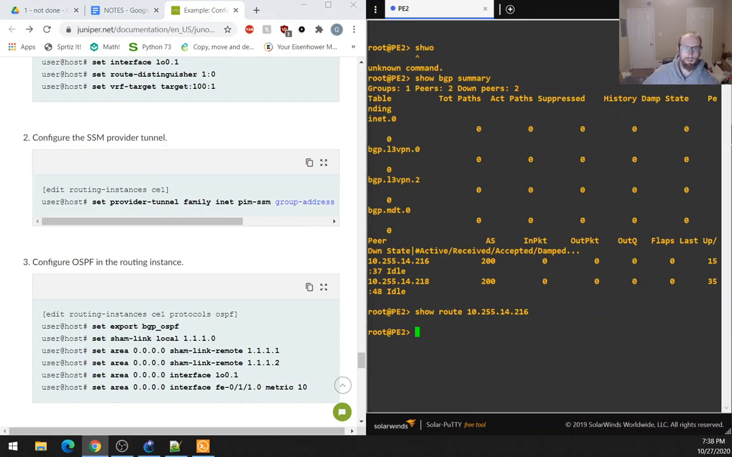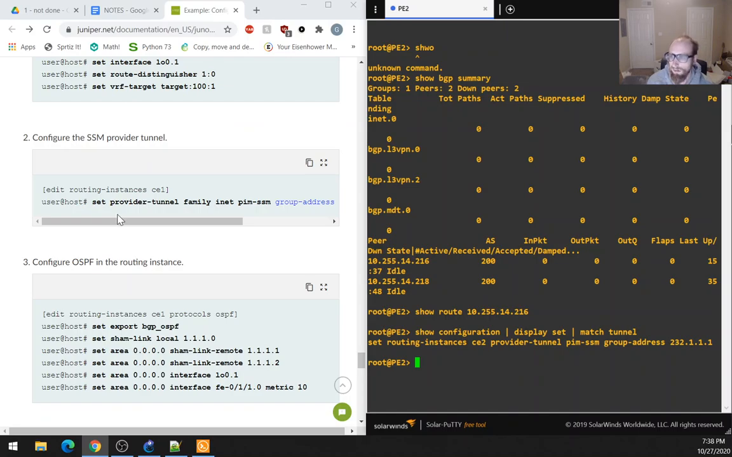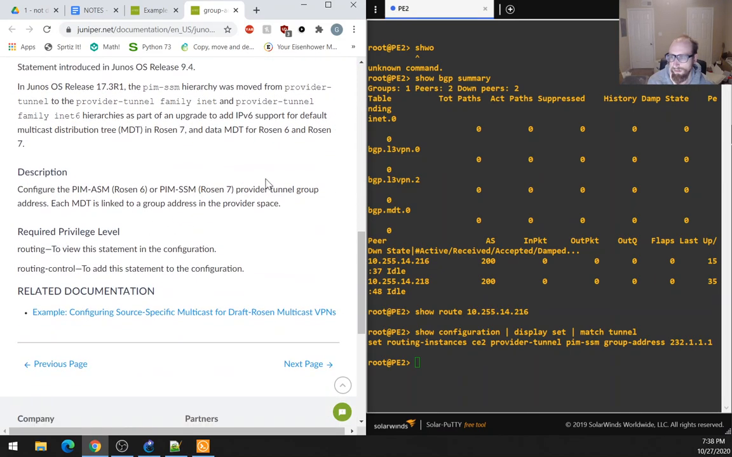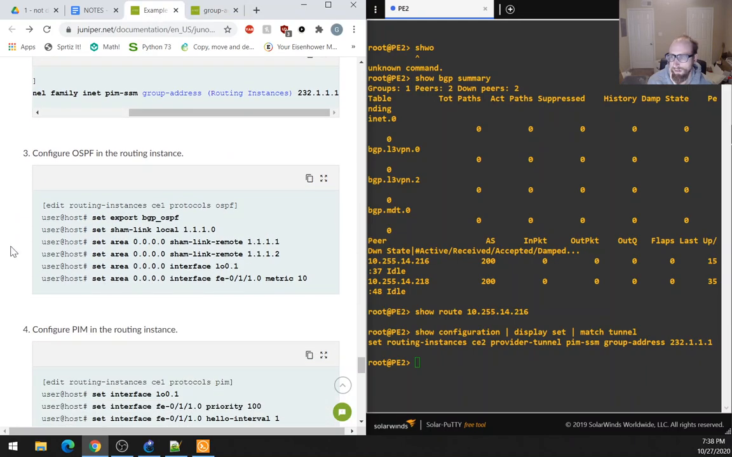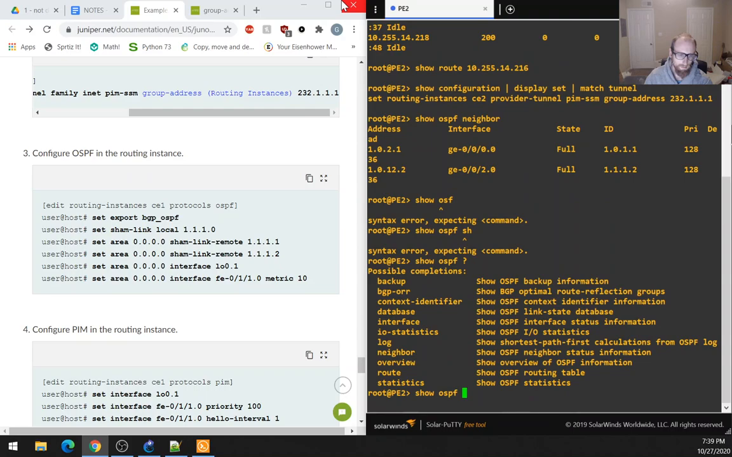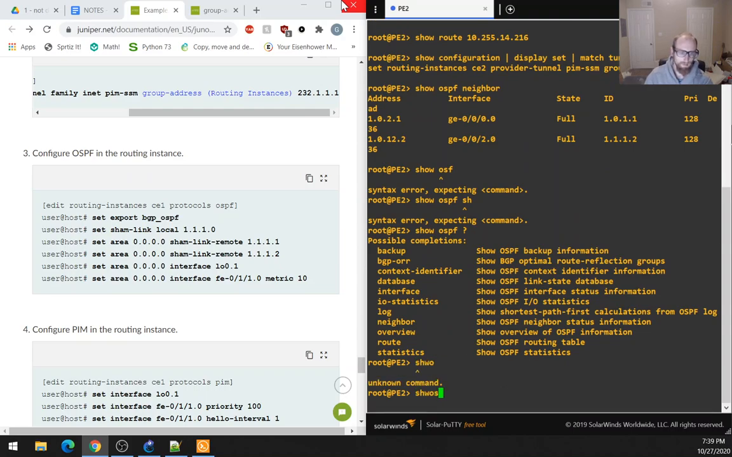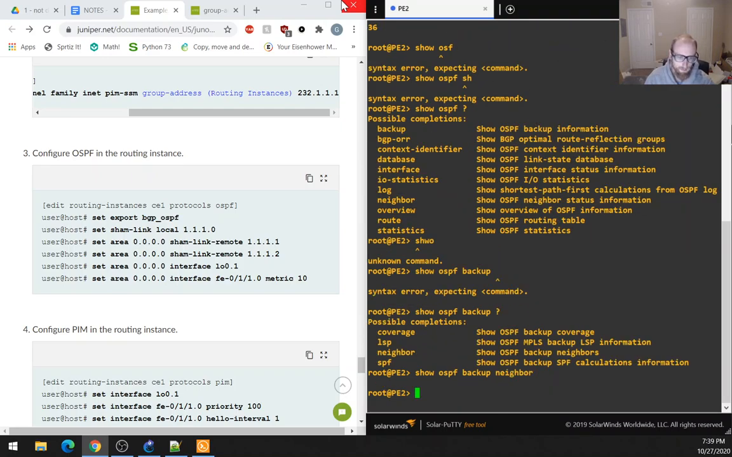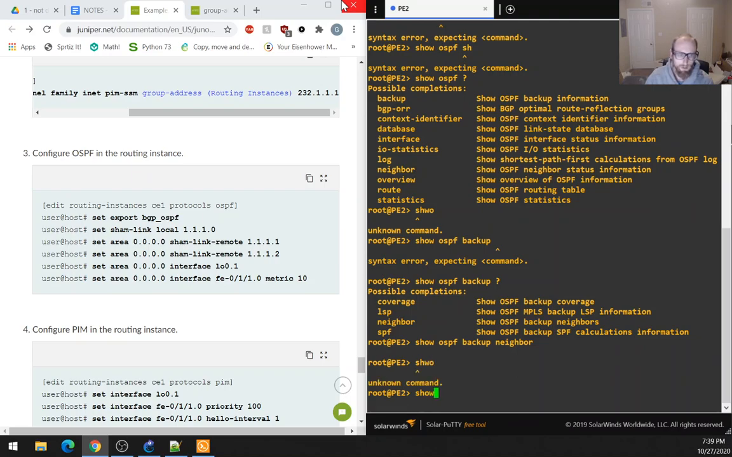Do I have a tunnel like that configured? I do. What address is meant to go there? Routing instances. Group address. Okay. Do I have a sham link? What is a sham link? I appear not to have one.